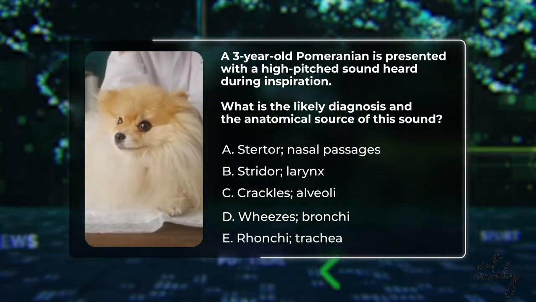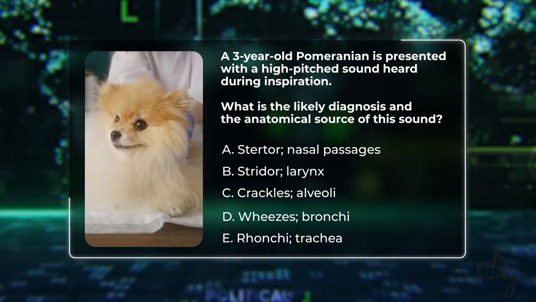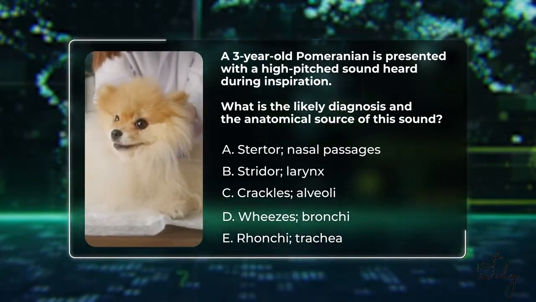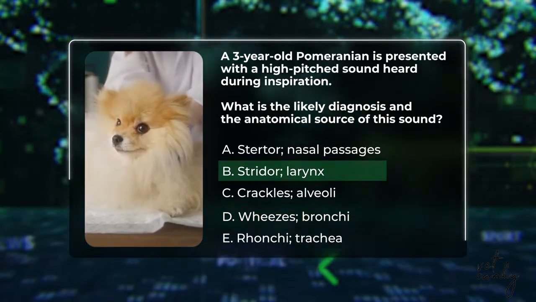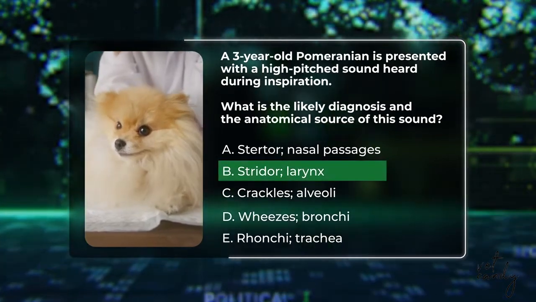Take a minute to think about what answer you'd like to choose and drop it in the chat box below. The correct answer is B, stridor and larynx. Stridor is a high-pitched sound typically originating from the larynx and is heard during inspiration. Answer A, stertor and nasal passages, is incorrect. Stertor is a gurgling noise from the nasal passages, not high-pitched.